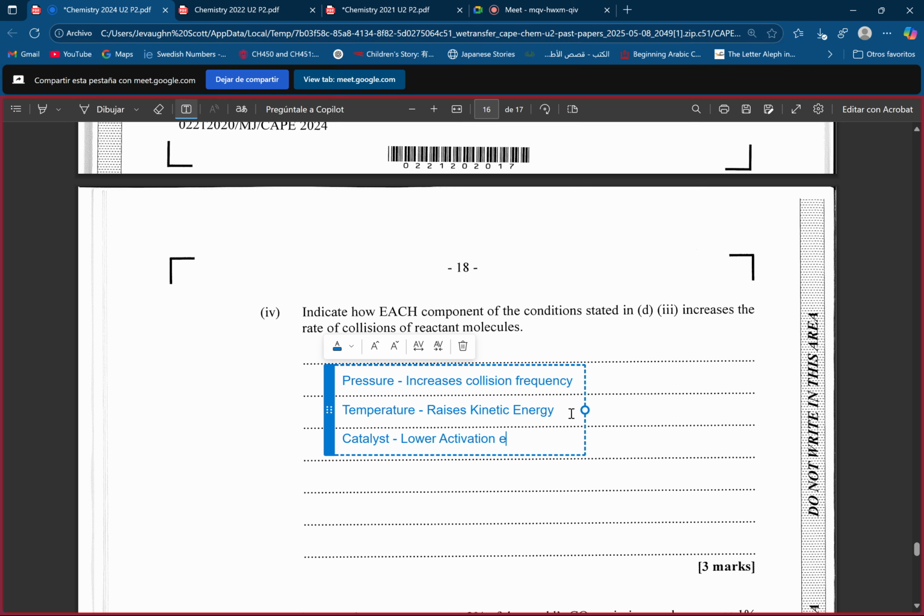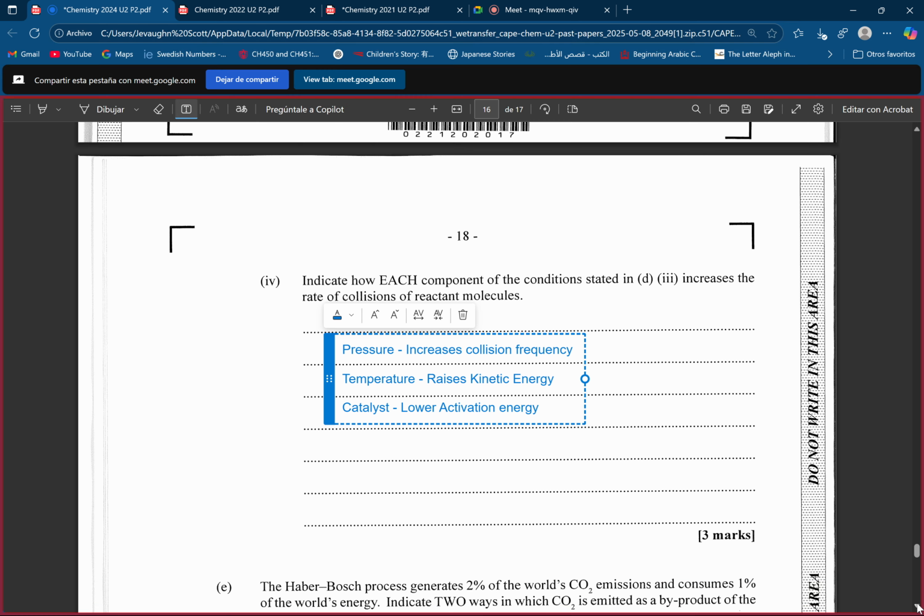Alright, catalyst, lower activation energy. Okay, lovely. So we're looking at all of these conditions. The pressure increases collision frequency. We know the temperature increases kinetic energy. And we know the catalyst lowers the activation energy, and we must be able to explain these things. This is really simple. It's basic chemistry. It's just that you wouldn't expect it on a Unit 2 paper.